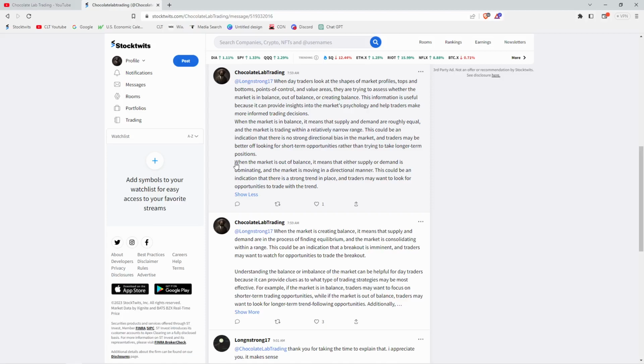Now, when the market is out of balance, generally, it means that either supply or demand is dominating, right? So if we're in balance for a week, a month, and then we break out of balance, say to the topside, we're out of balance, that means bulls are in control, right? We're in price discovery mode. And the market is moving in a directional manner. This could be an indication that there is a strong trend in place. And traders may want to look for opportunities to trade with the trend.